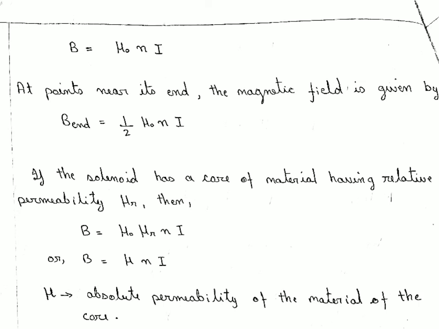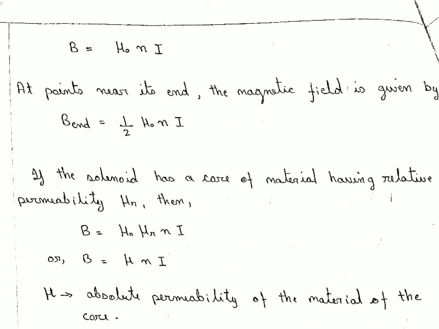So this is the formula for the magnetic field inside the solenoid when there is air in it. And if the solenoid has a core of material having relative permeability mu r, then B will be equal to mu naught mu r n I. Okay, or B is equal to mu n I, where mu is the absolute permeability of the material of the core. So if you have an iron nail inside that solenoid, then the magnetic field of that solenoid will be given by this formula, B is equal to mu n I.